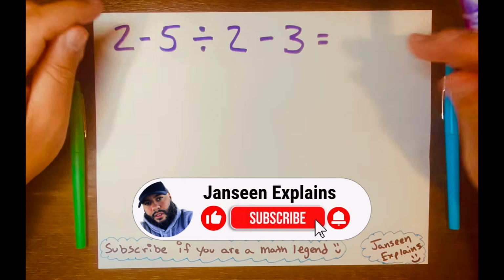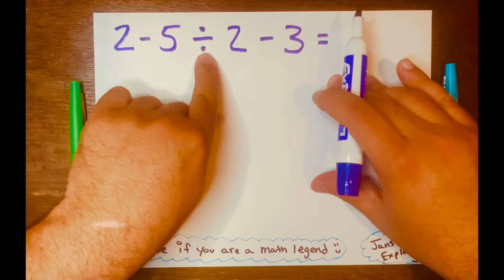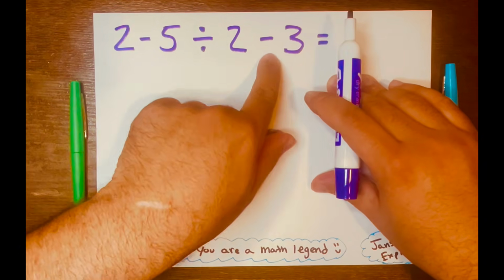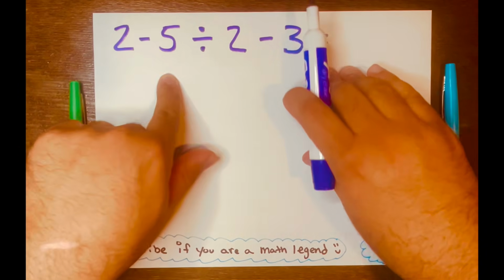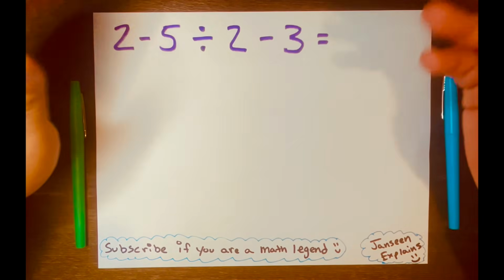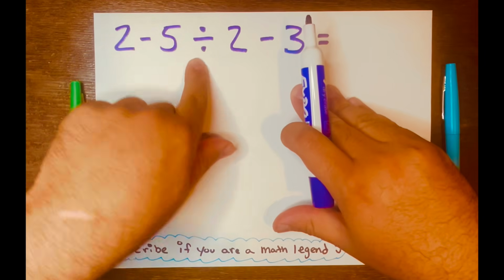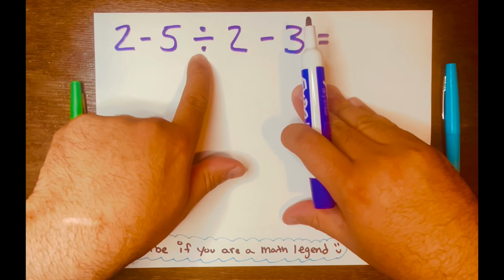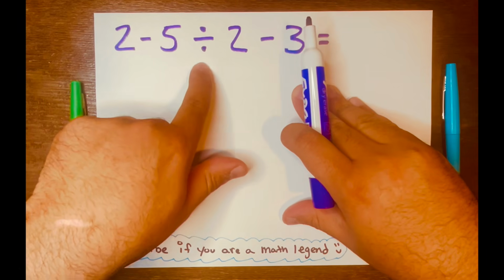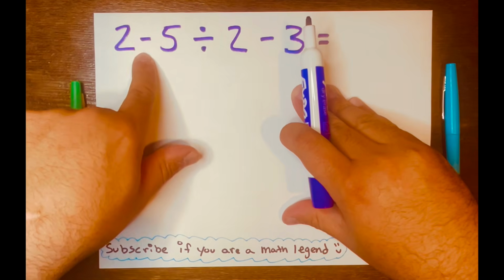Let's go. Let's tackle this math problem. 2 minus 5 divided by 2 minus 3 equals. All right, so where do I start? Well, I'm thinking of PEMDAS, and according to PEMDAS, you read from left to right according to its levels, and we know that division is top priority and will go first because division is a higher level than subtraction.